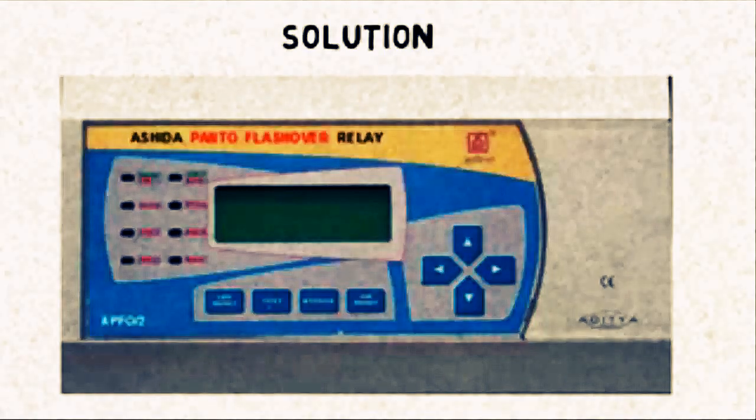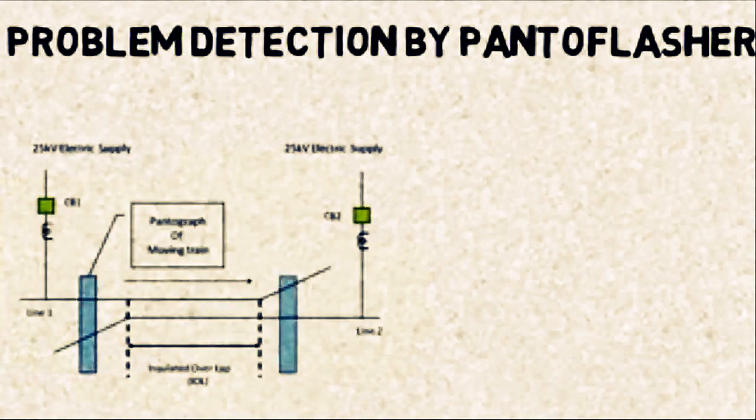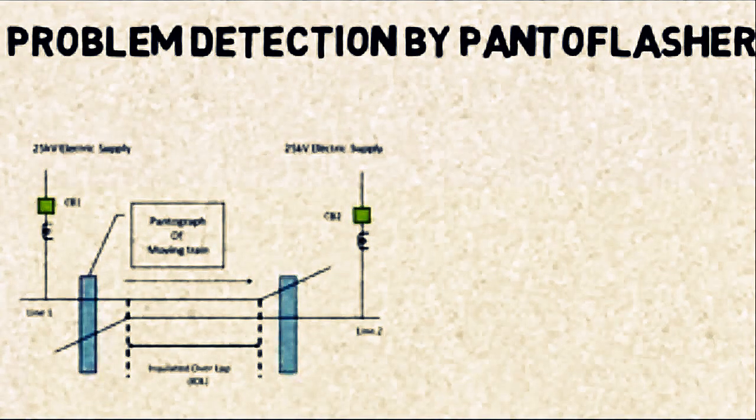So what a panto flashover relay does is monitor both the lines, line 1 and line 2, and the status of the circuit breakers of both the lines, that is CB1 and CB2. Also, it monitors the potential of both the lines, that is, whether those lines are at 25 kV potential, and then it decides whether to switch CB1 or CB2.